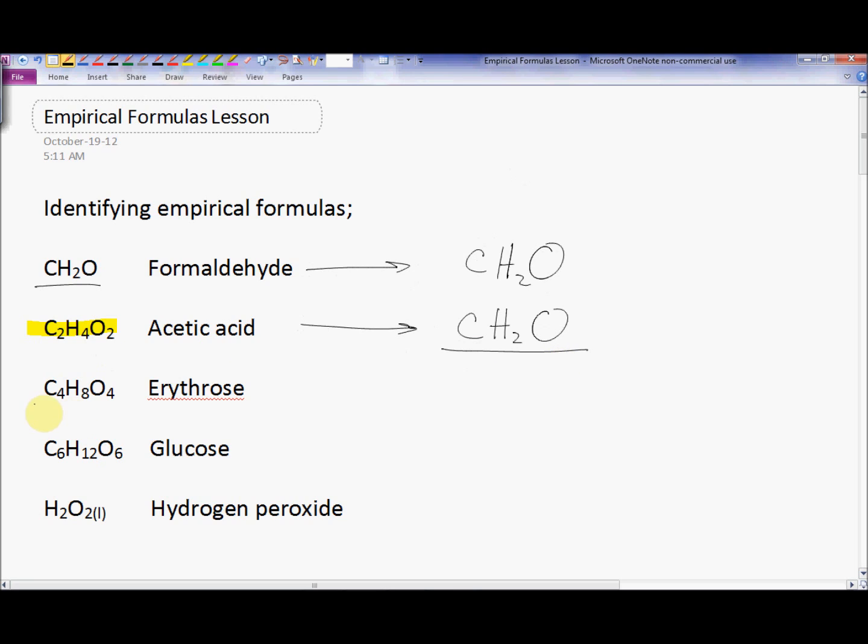This one over here, same thing. Erythrose, its empirical formula is CH2O. Glucose, we divide by 6 and we get CH2O. Hydrogen peroxide, H2O2, has an empirical formula of HO because we can divide both atoms by 2.